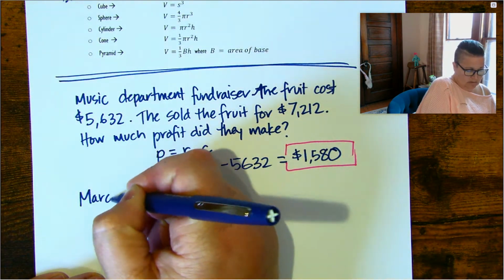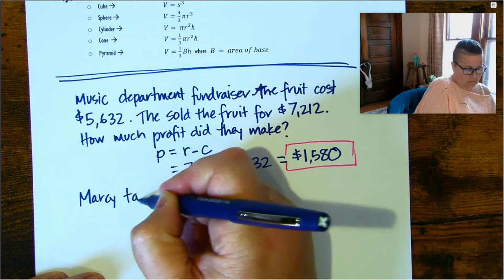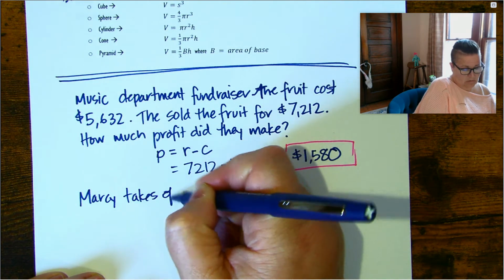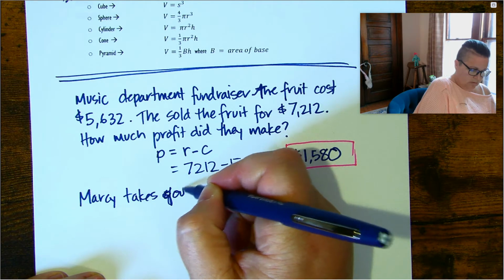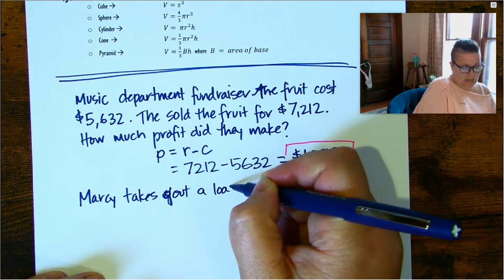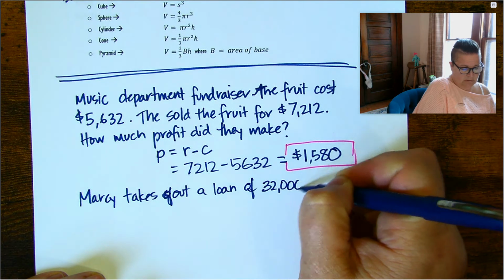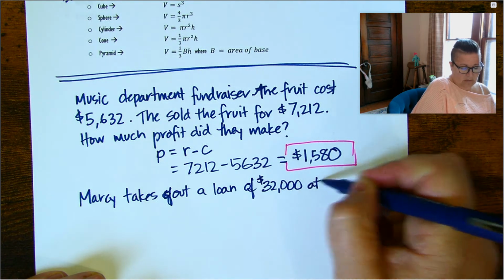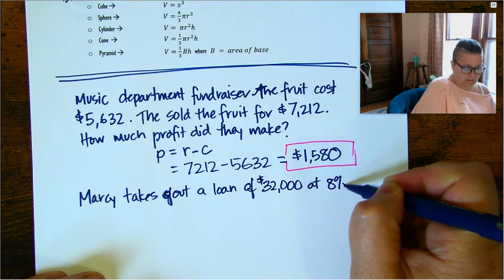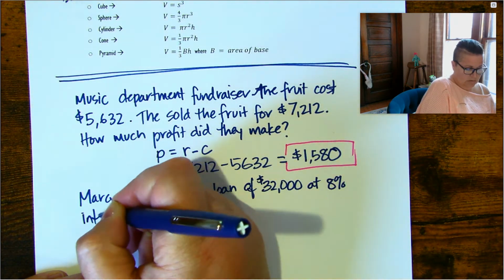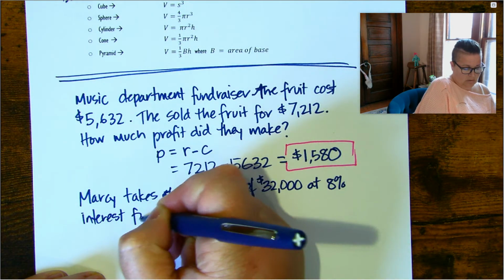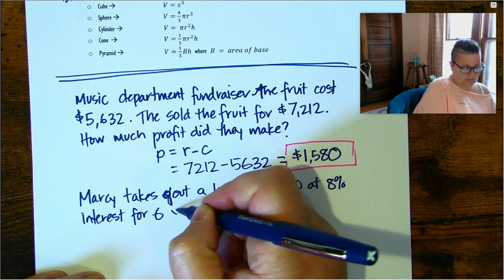Marcy takes out a loan of, let's say, $32,000 at 8% interest for 6 years.